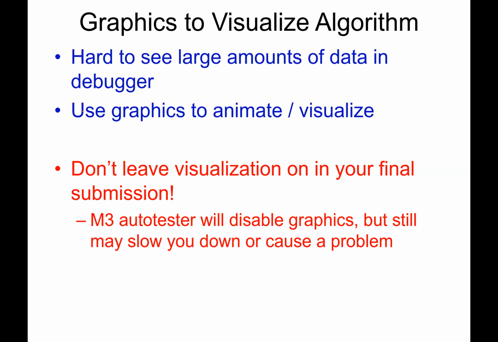So you can see what's going on though by using graphics. People are visual computers. We are really good at vision compared to how good we are at text. So you can animate your algorithms. If you do that, turn it off in your final submission. We do disable the graphics, so even if you forget, it'll probably be okay. But just in case it slows down your submission or causes some problems, if you visualize, turn it off in your final submission.